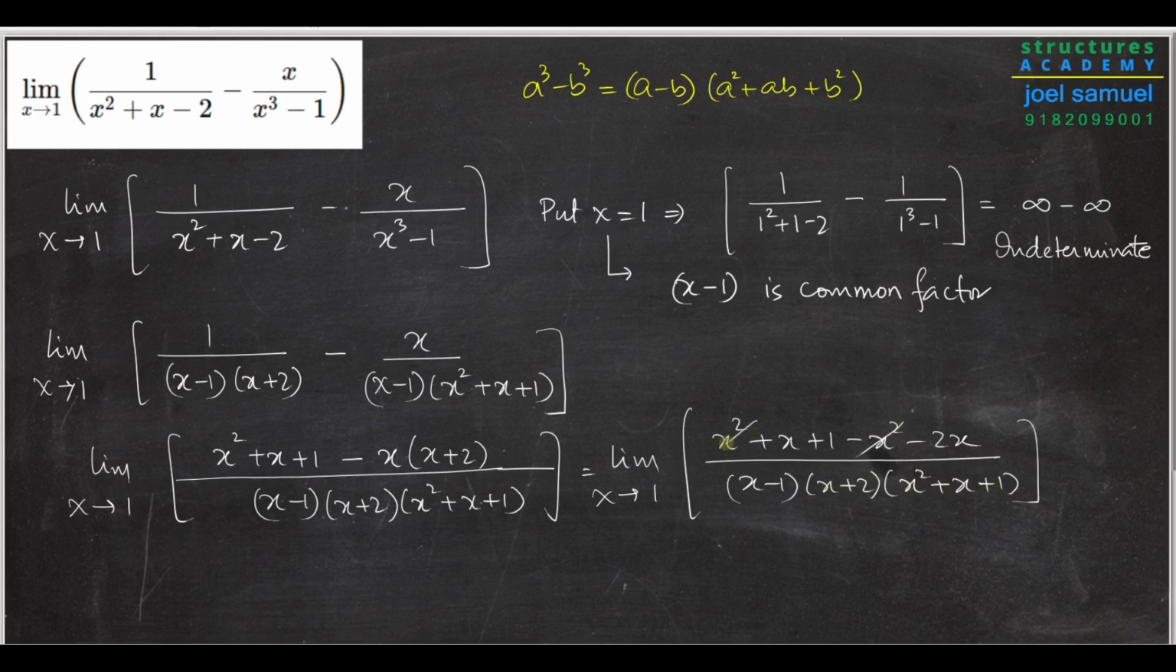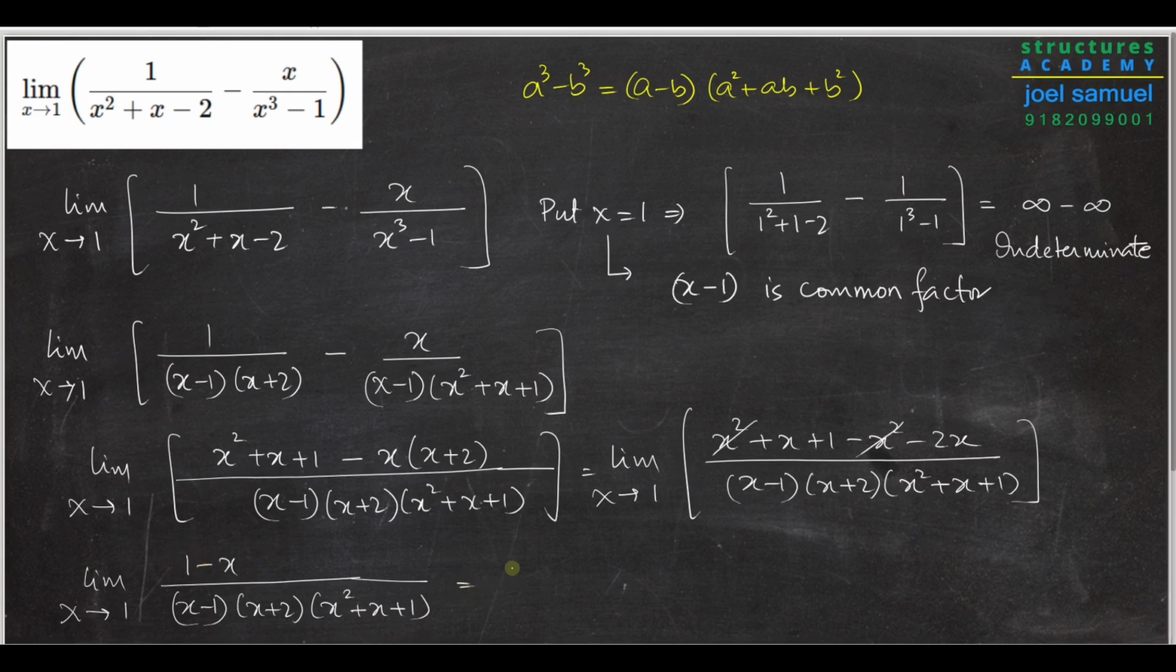So the x squares get cancelled and then I get x minus 2x is minus x and there's plus 1. So this whole thing reduces to x approaching 1, 1 minus x whole divided by x minus 1, x plus 2, x square plus x plus 1. Now I can almost cancel these two terms. The only thing is I need to take minus common in the numerator, so that will make it x minus 1.